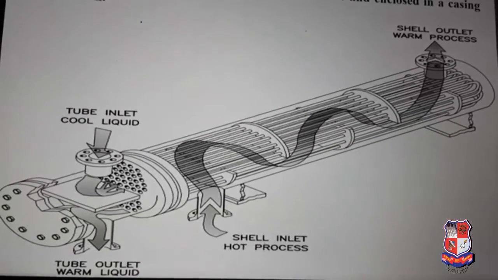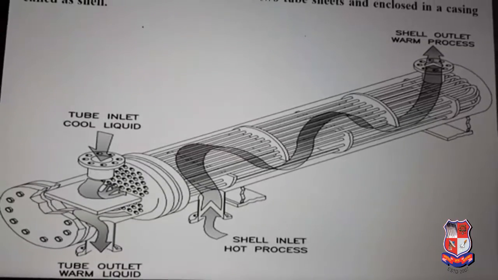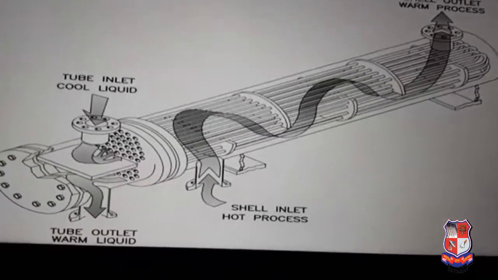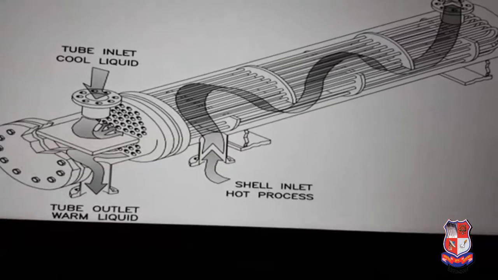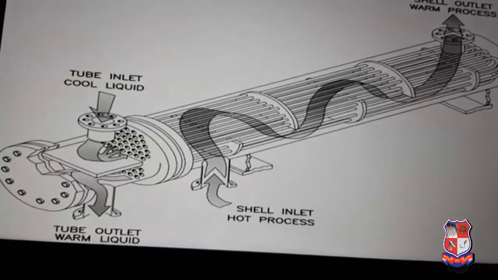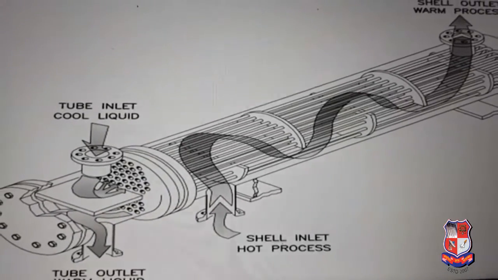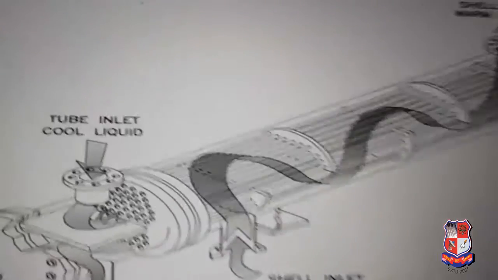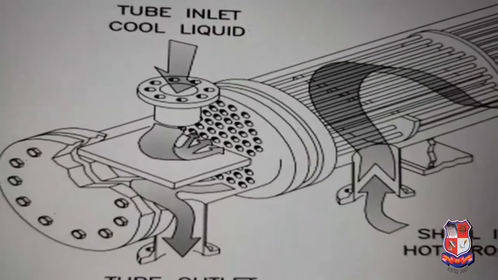The tube sheet has holes in it in which the tubes are welded. The tube sheets are the same, but the pitch of the holes embedded in it is mainly of two types, square pitch and triangular pitch. Each and every component has its own function.